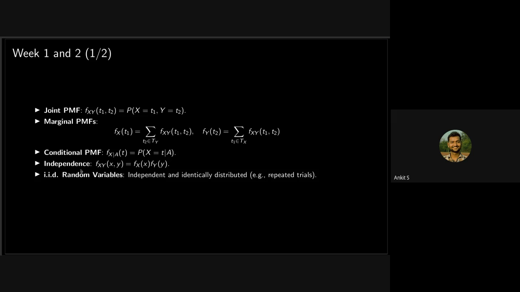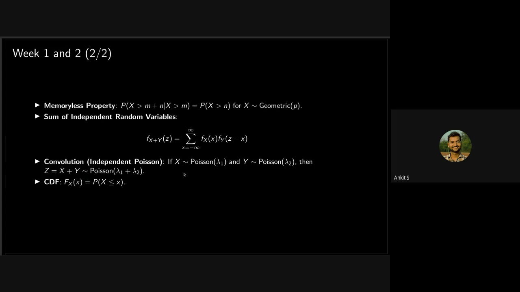Then we looked at the concept of independence. If you have two random variables and they are independent, then the joint PMF is equal to the product of the marginals. This is the property of independence. Then we also looked at a concept of I. It is not currently used, but it is used in week 7.